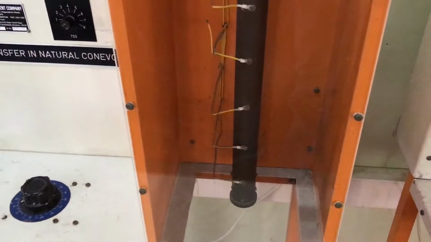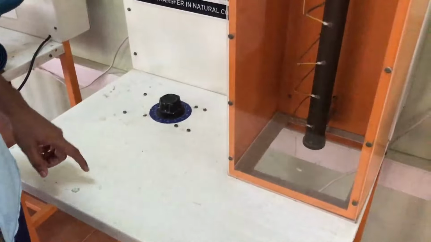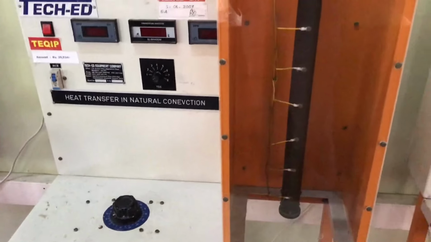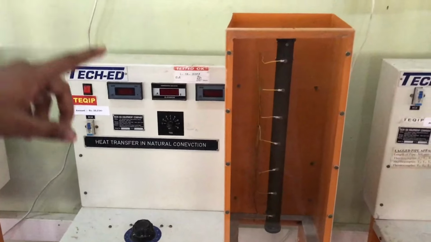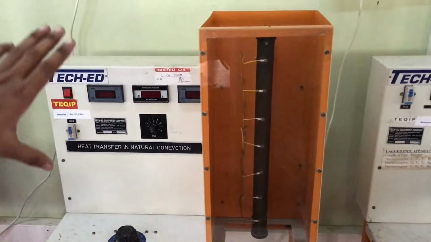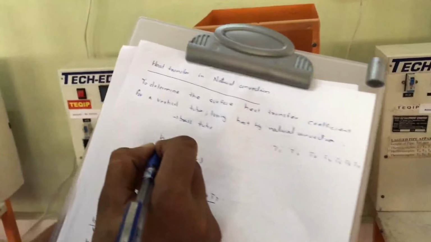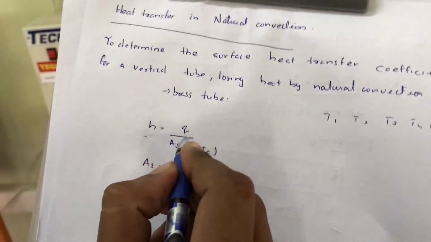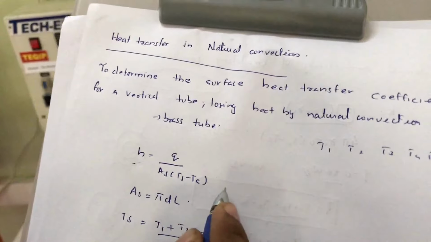Now we are keeping this brass tube in a rectangular frame to avoid external disturbance, and there are openings on the top side and bottom side. If we have the surface temperature of the brass tube and the ambient temperature, then the heat transfer coefficient h is equal to Q by the surface area As into (Ts minus Ta).